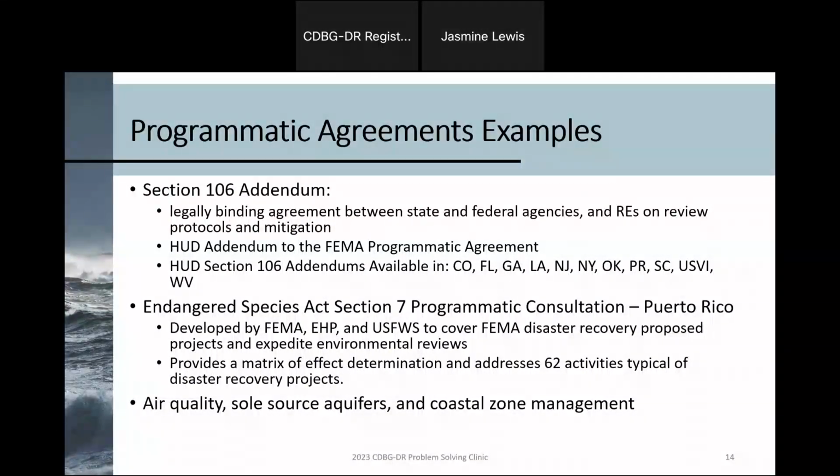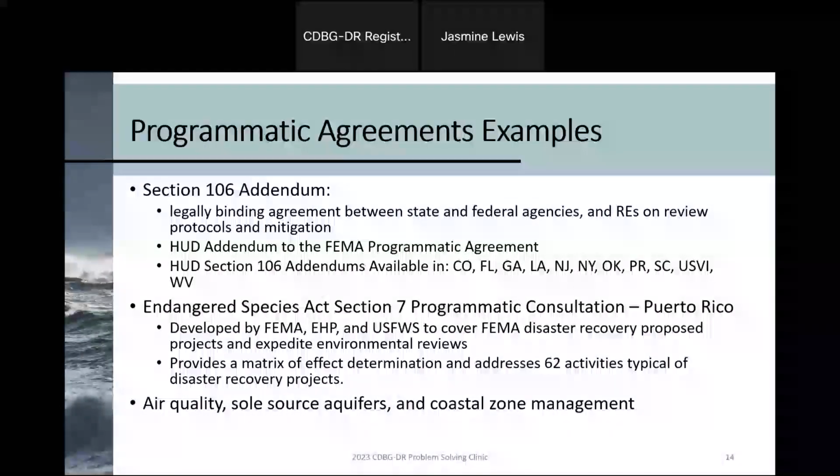So that way you don't have to go back each and every single time for further consultation with the U.S. Fish and Wildlife, and you're able to have a playbook in front of you of how to handle those situations and extremely fast track that process. A few other PAs that we have that are pretty common for environmental reviews in general that you can also incorporate for disaster recovery are for air quality, sole source aquifers, and coastal zone management.